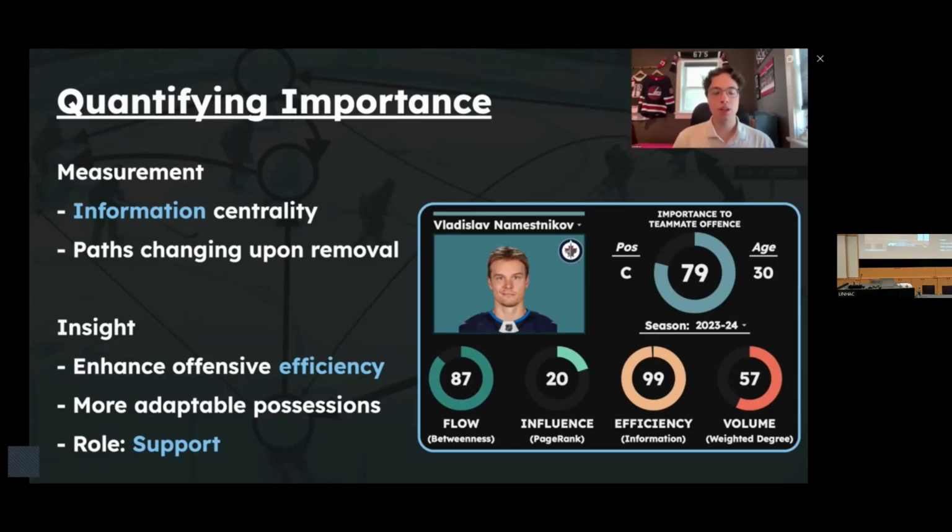Next is information centrality. This one I wouldn't say is reserved for more tertiary roles on a line, but is very prominent there. These players really enhance the offensive efficiency of their team's passing systems. They make sure that it is very adaptable and keeps options open should any sort of interruptions arise in their main flows and main pathways. So this is a bit more of a support role, but still very important. As we can see, Vladislav Namestnikov, for those who know him, is not as big of an offensive piece, but a lot of the time he plays up in Winnipeg's top 6 and helps to make sure that those options are open at all times.